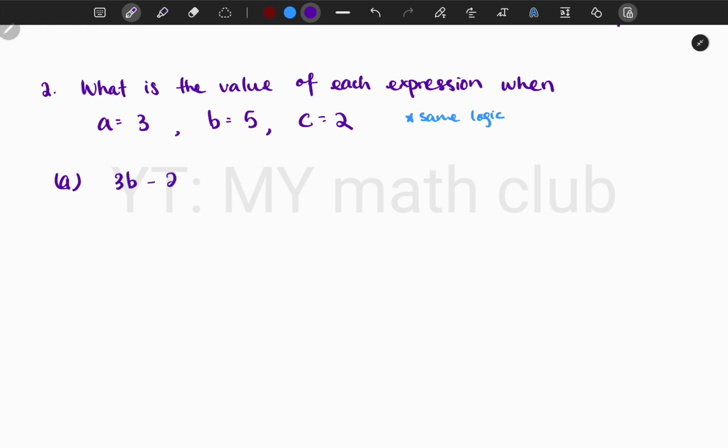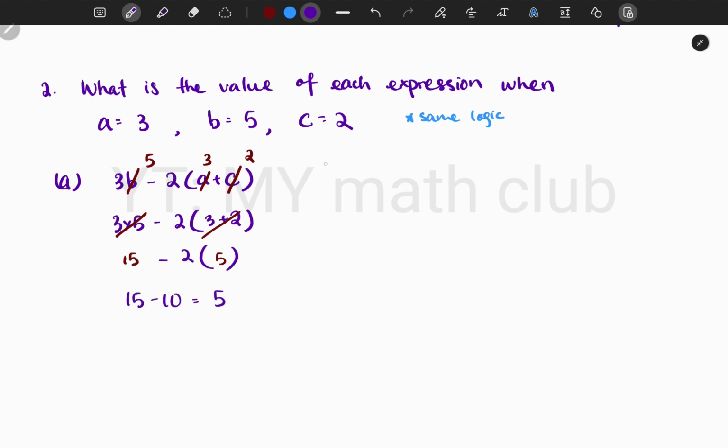3b minus 2(a plus c). So b is going to be 5, a is 3, c is 2. So 3b, we got 15. In the brackets, a plus c is 3 plus 2, so that's 5. Multiply by 2, you get 10. So 15 minus 10, you get 5. Question B. a squared plus c squared. So a squared is 3 squared, c squared is 2 squared. So 3 squared plus 2 squared is equal to 13.